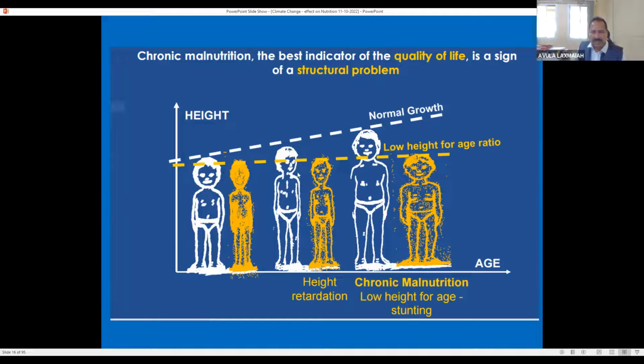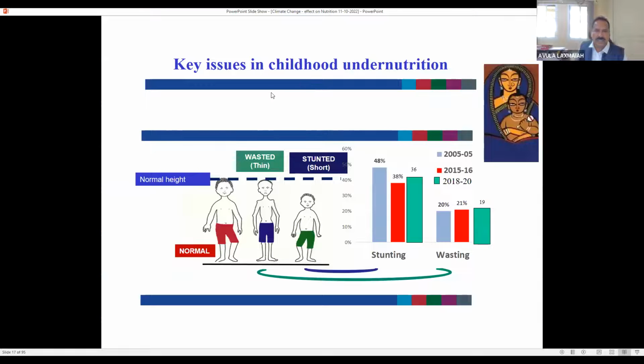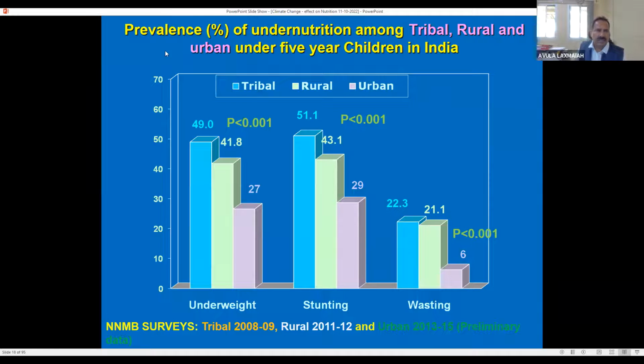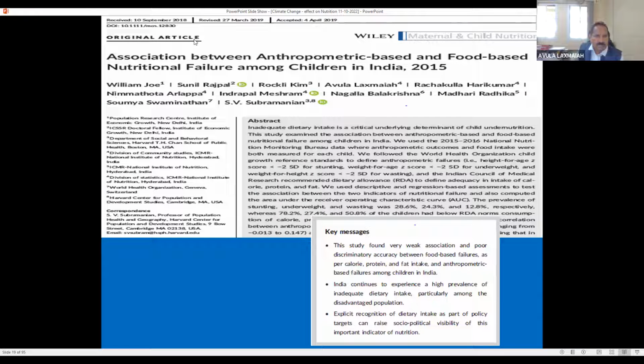You can easily understand stunting, overweight and obesity, and this is the recent statistics. The NFHS-5 recent data shows that there is a small reduction, but it is not a substantial reduction. Even NNMB also shows that undernutrition is very high, especially in the tribal and rural populations compared to the urban population. Even in the urban population, undernutrition is very high when compared with developing and developed countries.